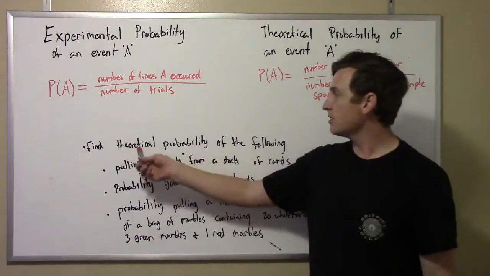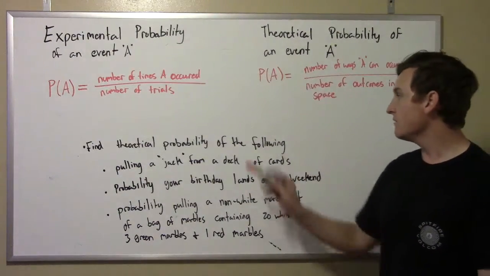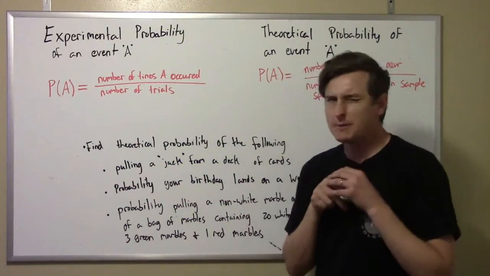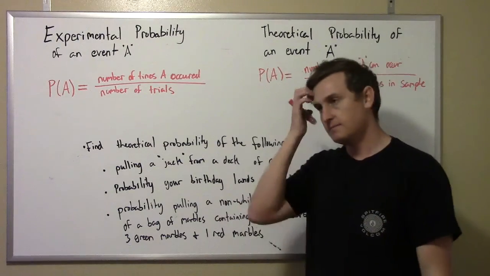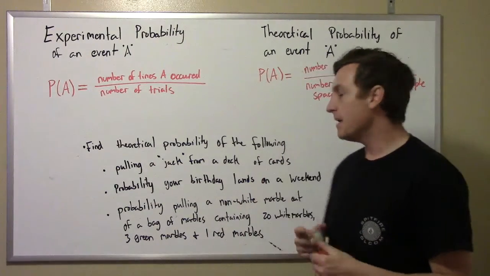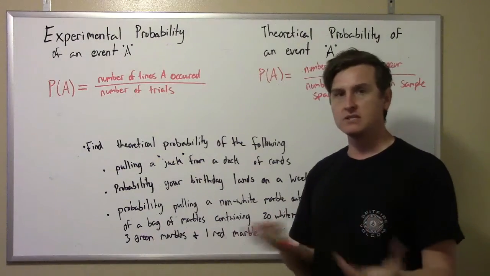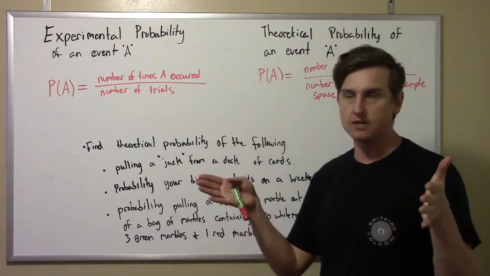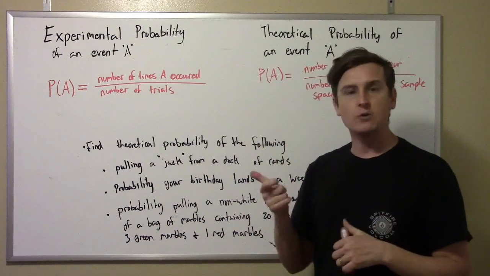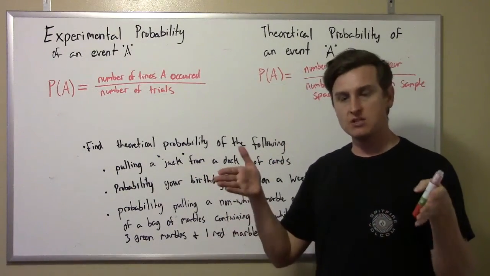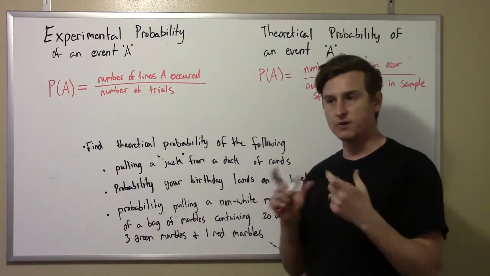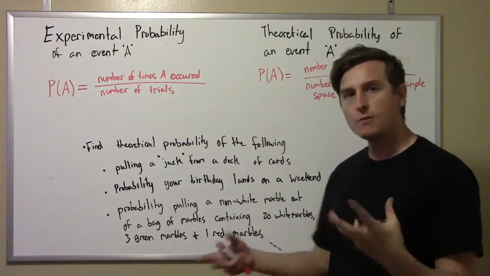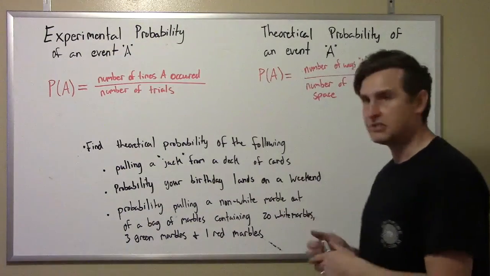We want to find a theoretical probability, so we're using this formula, for the following: pulling a jack from a deck of cards. Well, we have to know a little bit about cards, and if you don't, this is going to be a little harder. In a regular deck of cards, there's 52 cards. You've got ace through 10, that's 10 cards, and then jack, queen, and king. So that's 13 of each, and then there's 4 different suits: diamonds, hearts, clubs, and spades. So 4 times 13 gives you your 52.